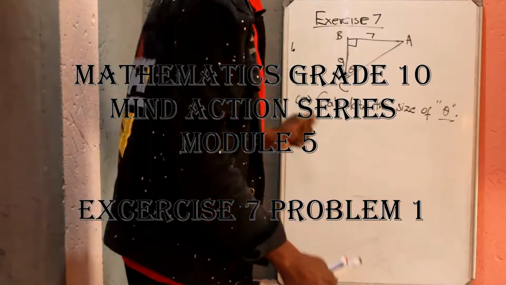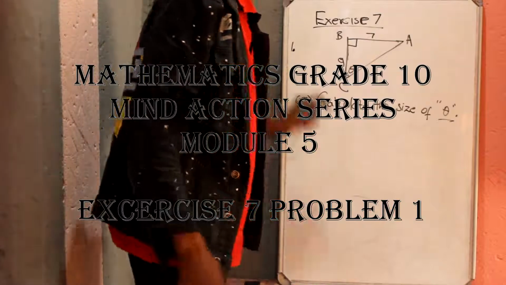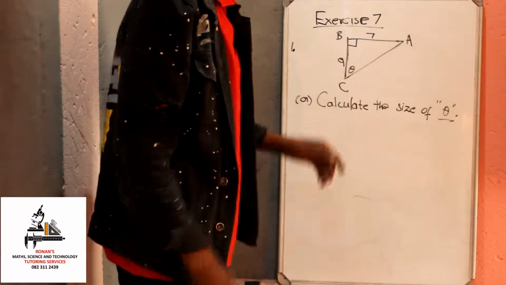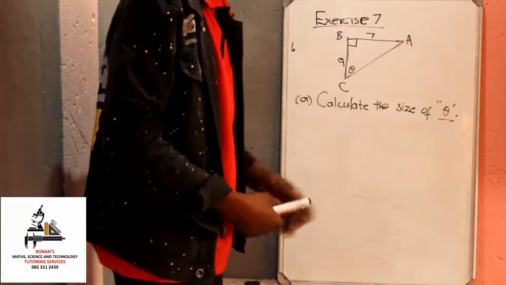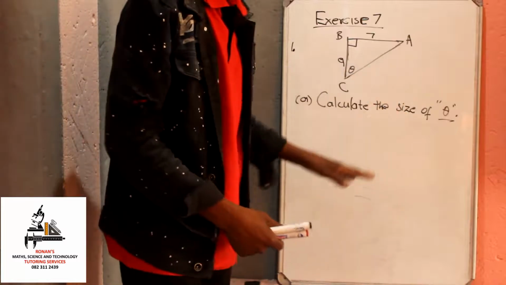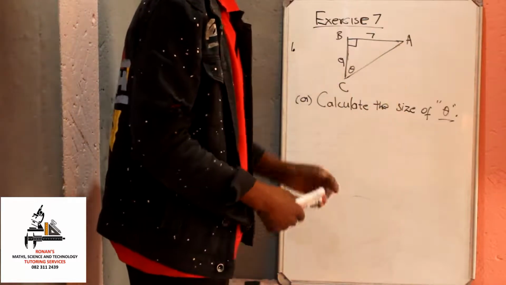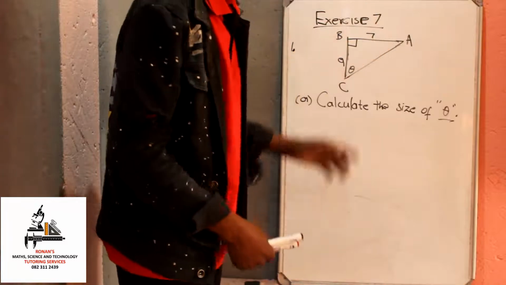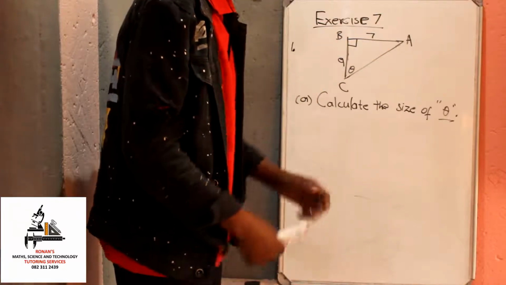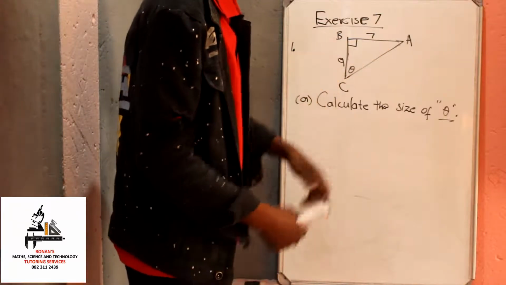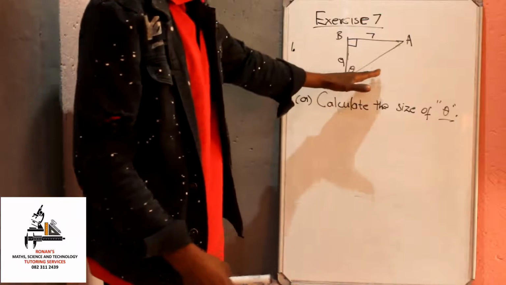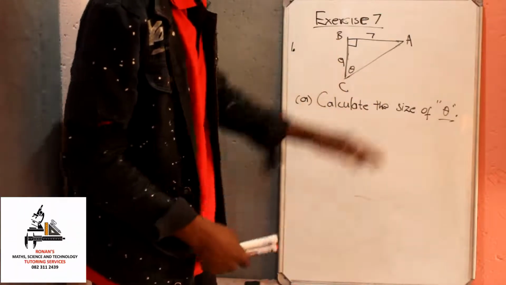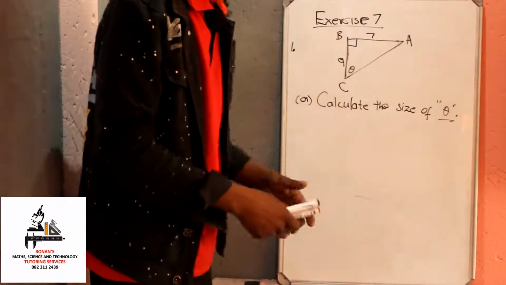Exercise 7, number 1 is a two-part question based on the diagram shown on the board, which is a right angle triangle ABC with two sides given, AB being 7 units and BC being 9 units, and theta being between the longest side of the right angle triangle, AC, and BC.